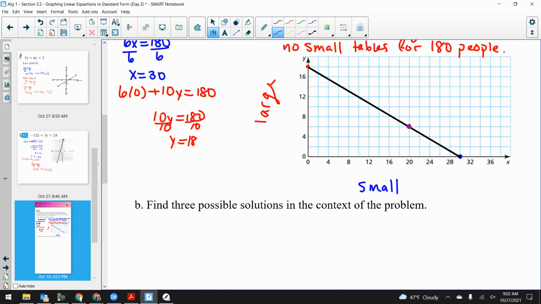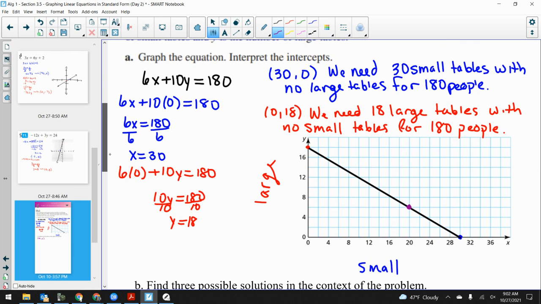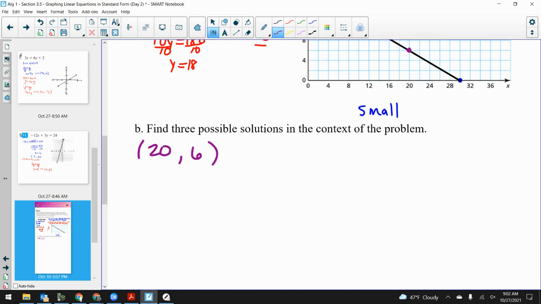How do we check to make sure? This is exactly what I'm asking. 20, 6. 20 small, 6 large. How do I check to make sure that I'm going to get 180 people? Plug it in the equation, right? This was 6x plus 10y. So 6 times 20 plus 10 times 6. Let's see what that comes out to be.